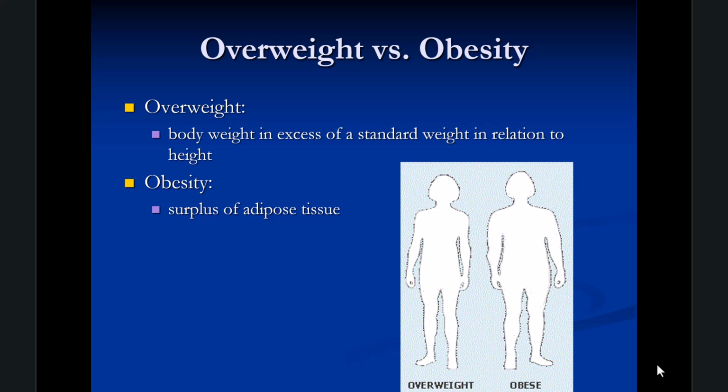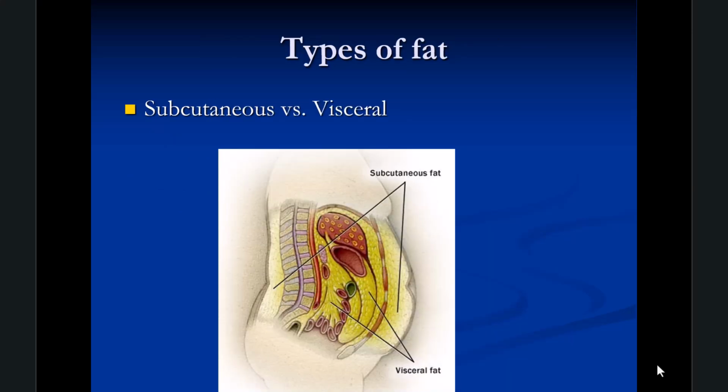Obesity itself refers to a surplus of adipose tissue on the body. So it is possible that you're overweight and completely healthy and actually may have a low percentage of body fat, but obesity implies that you have a lot of adipose tissue in the body as well.